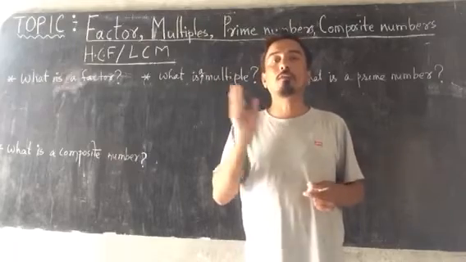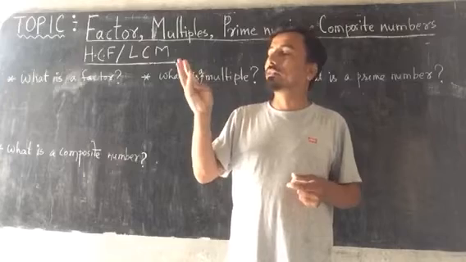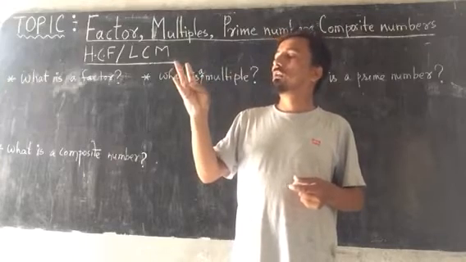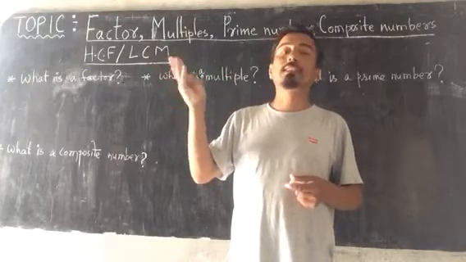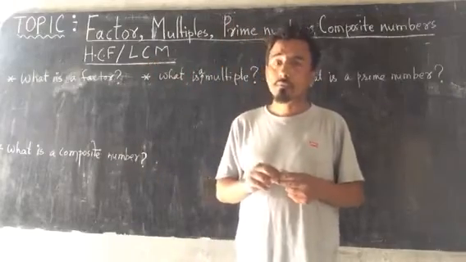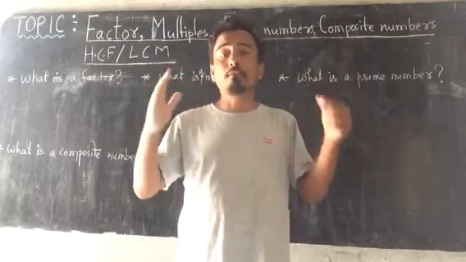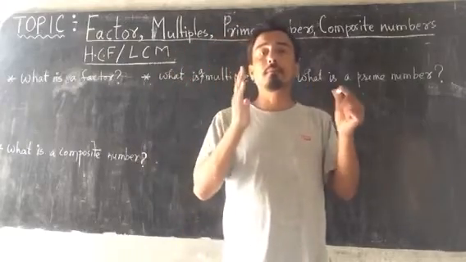So in that way, how many factors does 12 have? Then you can say 1, 2, 3, 4, 6, 12. Altogether, 12 has 6 factors. So every number has a certain number of factors.